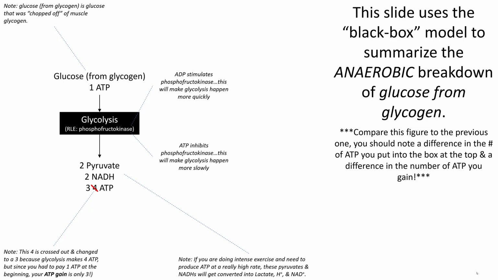So that's the gist of the anaerobic breakdown. The big difference between the anaerobic breakdown of free glucose versus glucose from glycogen is if you're starting with free glucose, you pay 2 molecules of ATP, which means that you have a gain of 2 ATP. If you're using glucose from glycogen, you pay 1 molecule of ATP, which means you have a gain of 3 ATP.